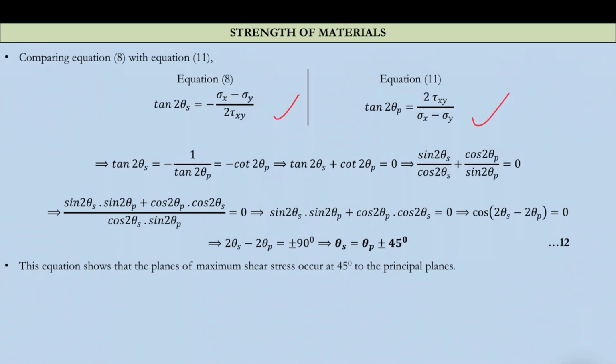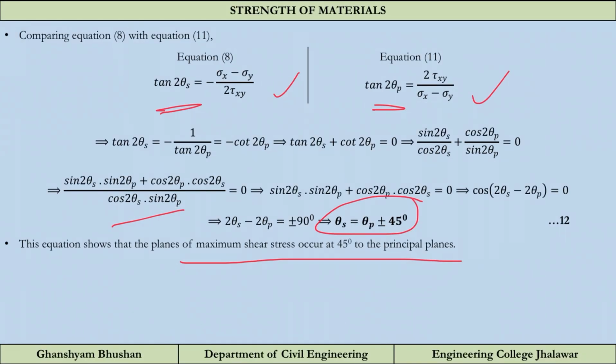Now let us find the values. After simple trigonometric simplification, you will get theta s is theta p plus or minus 45 degrees. This shows that the plane of maximum shear stress occurs at 45 degrees to the principal plane. For tan 2 theta they are perpendicular, and for theta s and theta p the difference is 45 degrees. So this was all about the maximum shear stresses.